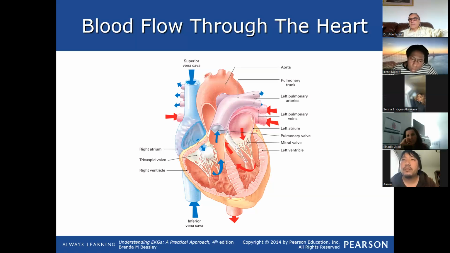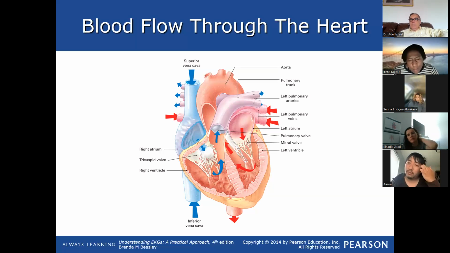What valve is between the left atrium and the right? Is it the right ventricle? There is no communication between the right and left side of the heart. Right ventricle, pulmonary, to lungs. Left ventricle, aorta, aorta to every part in the body. That's it. Okay.